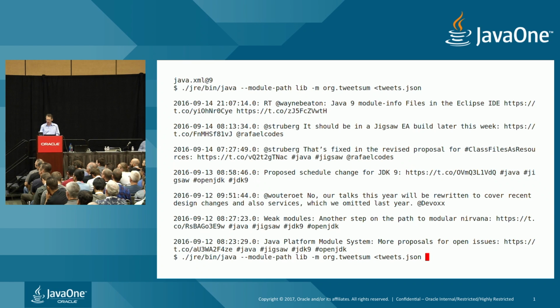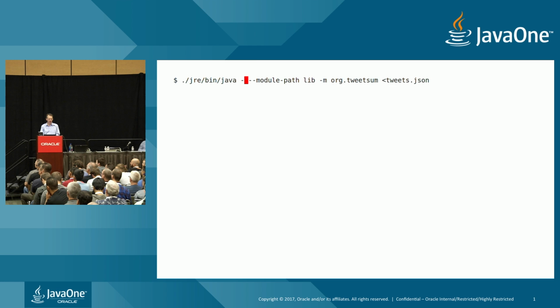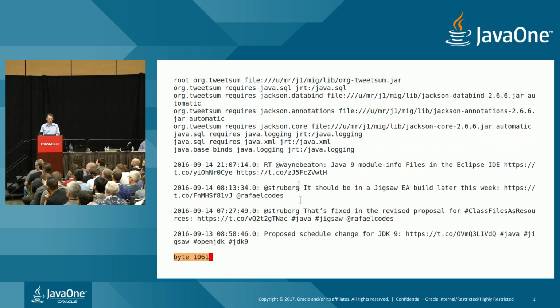There's some good options in the Java launcher now for diagnosing the module system. You can do show module resolution, and it will display information as the resolver works to figure out what modules you need. So it starts with the root module in this case for the resolution process, the tweetsum module. It sees tweetsum requires SQL, requires Jackson data bind. It shows you the URLs at which it finds those.